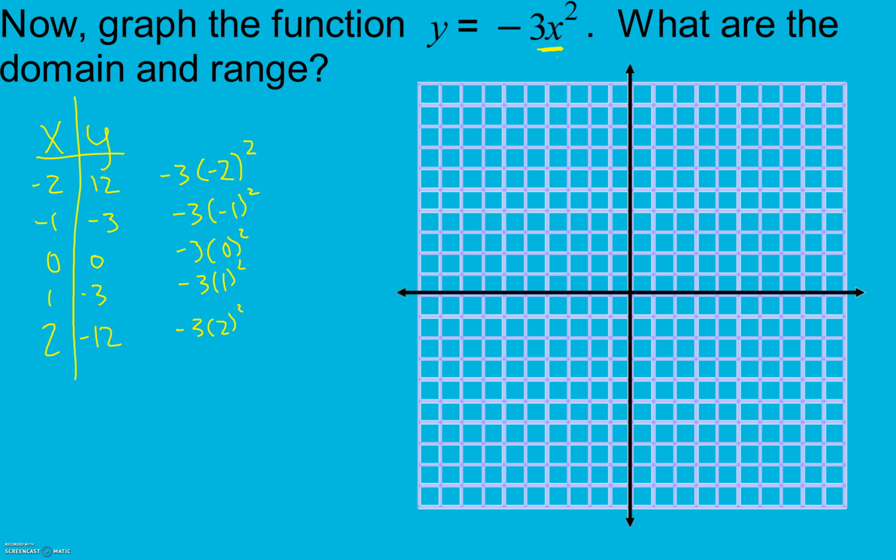Now we're going to actually draw in our points. This is a negative 12. I think I missed that. Sorry. Negative 1, negative 3. 0, 0. 1, negative 3. And 2, negative 12. I also could have used a scale here, guys, and that would have worked as well.